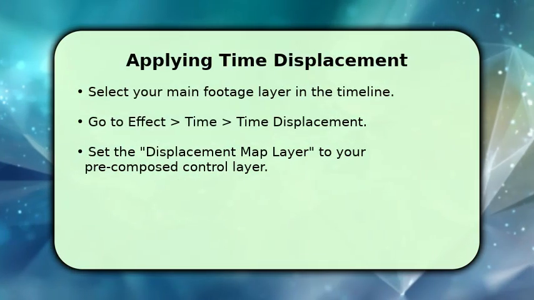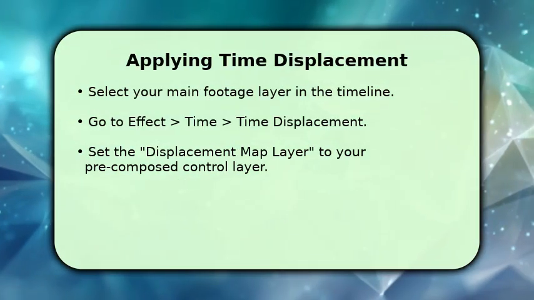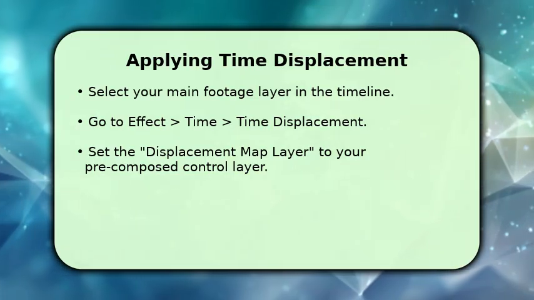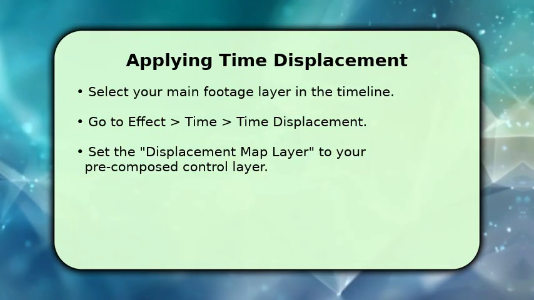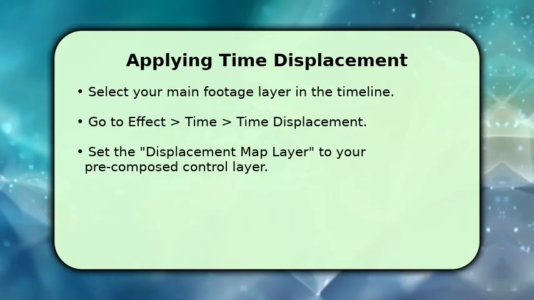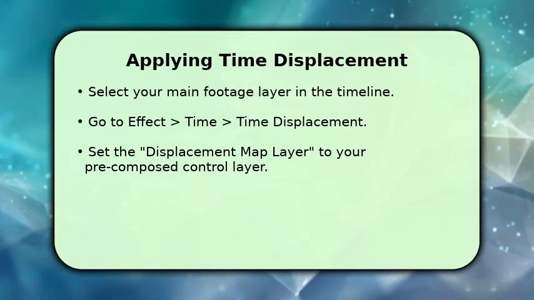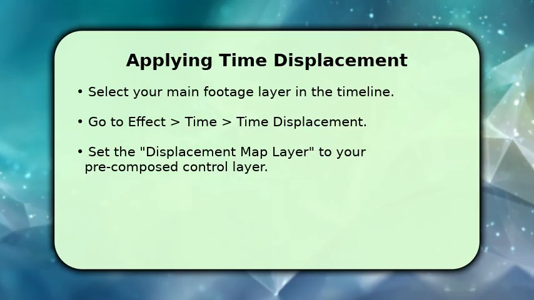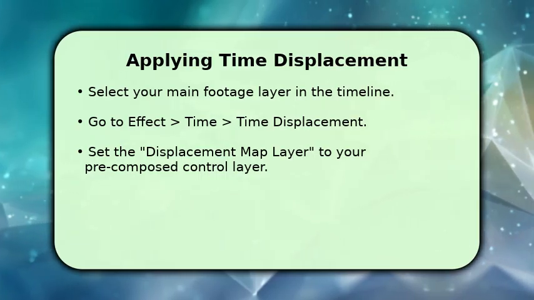Now let's apply the effect. Select your main footage layer in the timeline. Navigate to the Effect menu, then Time, and choose Time Displacement. In the Effect Controls panel, locate the Displacement Map layer drop-down and select your pre-composed control layer.